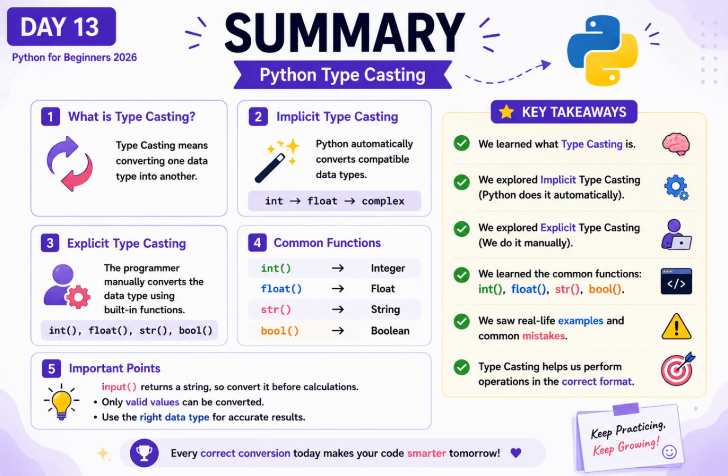Now let's quickly revise today's lesson. Today we learned what typecasting is. We understood implicit typecasting, where Python converts the data automatically, and we also learned explicit typecasting, where we manually convert the data using functions. Then we explored the most common functions, that is int, float, string and boolean, where we have used str, and for boolean we have used bool. Finally, we saw real life examples and learned how to avoid common mistakes.